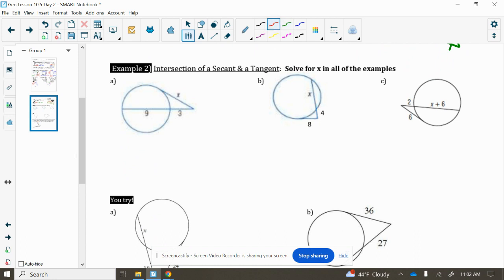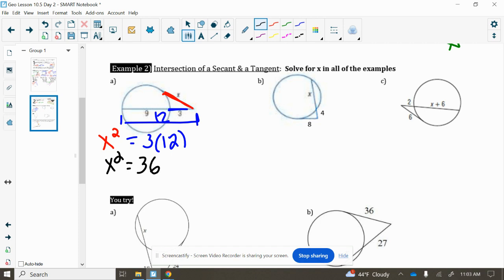So on this one, we have our tangent segment that we're going to square, and then that's going to equal our outside segment times the whole thing. So that's 12 for our whole segment. And this time then when we start solving, we have x squared equals 36. And then we're going to end up square rooting to get our final answer here of x equal to 6.